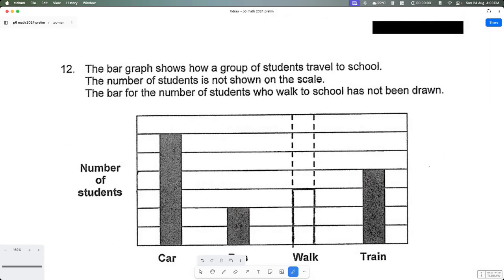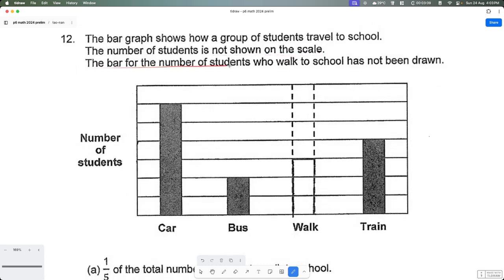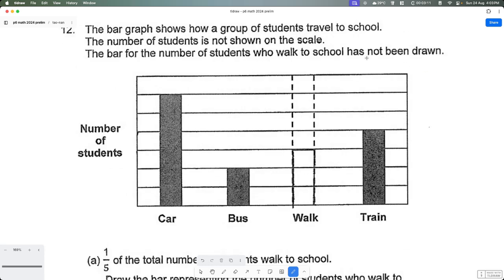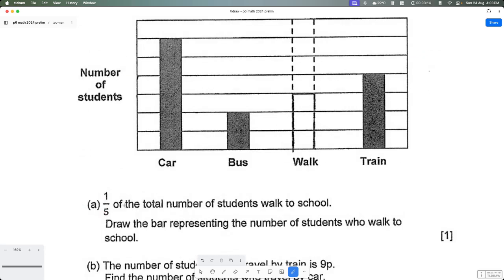Question number 12, it says here the bar graph shows how a group of students travel to school. The number of students is not shown on the scale. The bar for the number of students who walk to school has not been drawn. So, part A, one fifth of the total number of students walk to school. Draw the bar representing the number of students who walk. We just assume two units as well, right? So this will be like one and so forth.